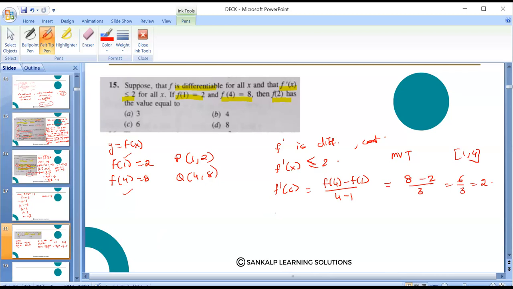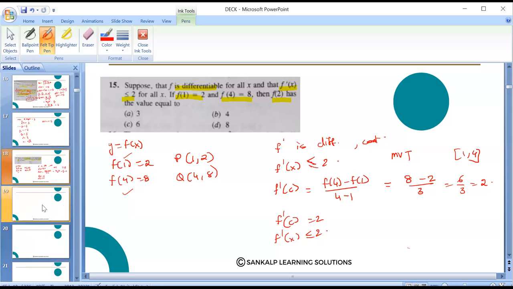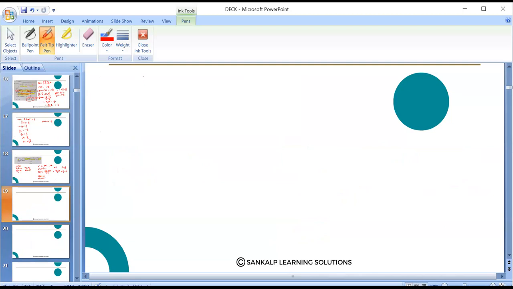But we got f dash c as 2, but we are given that f dash x is less than or equal to 2. That means if you are taking two intervals, instead of taking 1 to 4, if you take 1 to 2, or if you take 2 to 4, you will get f of 2. Instead of 1 to 4, if you take the interval 1 to 2 or 2 to 4, what will happen?